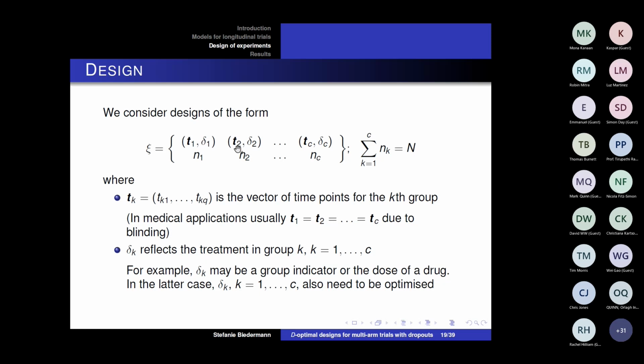And then we've got these deltas here. The delta_k's tell us which group we are in. It may just be an indicator function, or it could be something more complicated, like a continuous variable. It could be, for example, the dose of the drug, or even a combination of different doses of different drugs. And in the latter case, if that is a continuous variable, then delta_k would also need to be optimized. That's why I've put it in the design as well. And then we also need to know how many patients should be in each of the groups.